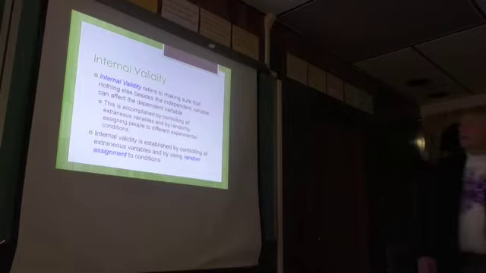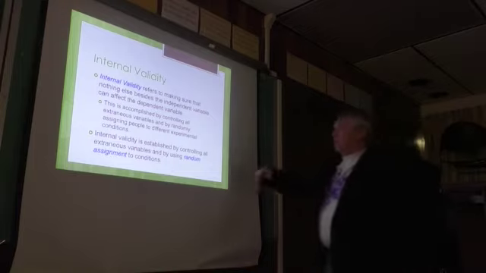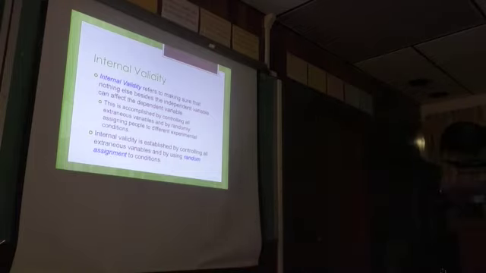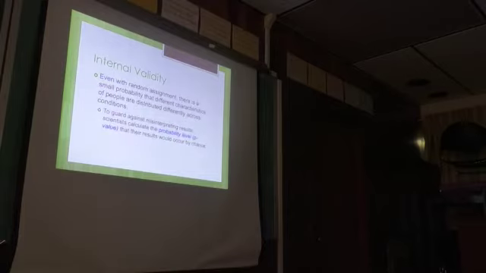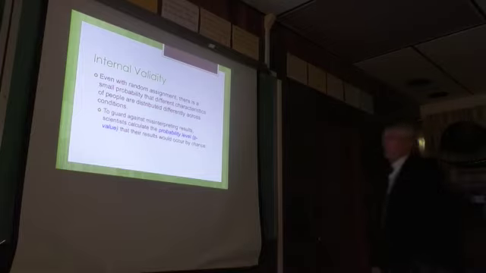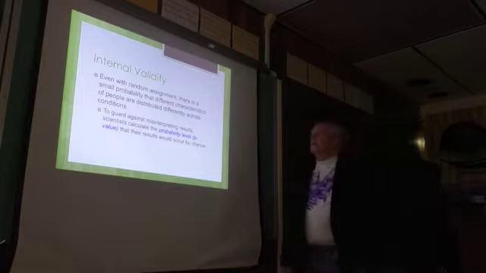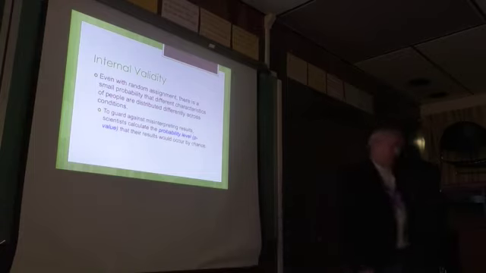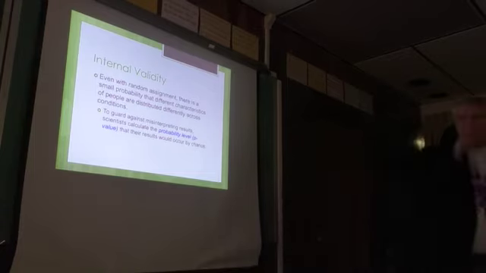Internal validity is established by controlling all extraneous variables and by using random assignment to conditions, but of course we're doing a different type of experiment. Even with random assignment, there is a small probability that different characteristics of people are distributed differently across conditions. To guard against misinterpreting results, scientists calculate the probability level. We talk about p-levels.